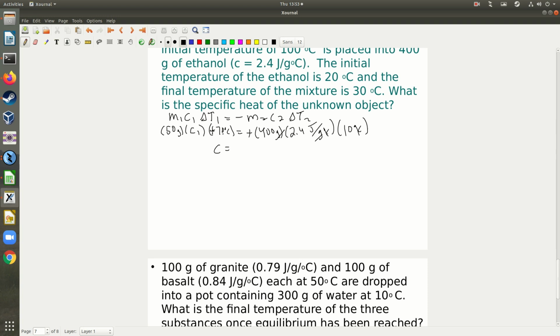And as far as I know, that doesn't correspond to anything particular off the top of my head, but that is a specific heat of the substance, 2.74 joules per gram degree Celsius. So that gives me my answer.